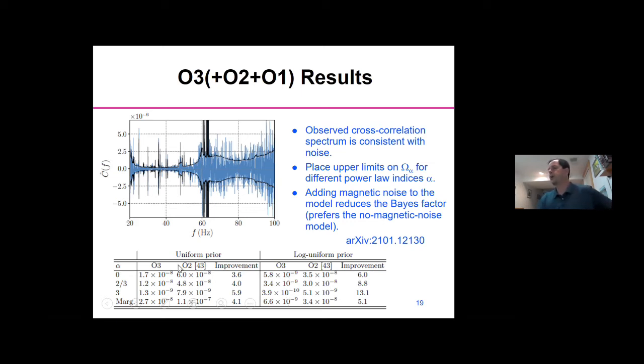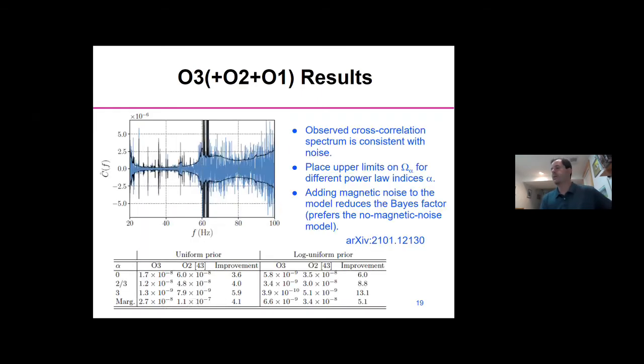So the uniform prior would tend to be a bit more conservative and gives a little bit higher values of the upper limit. The log uniform prior we're using because it is more sensitive to weaker signals. So we're more likely to pick out the weaker signals using this kind of prior.